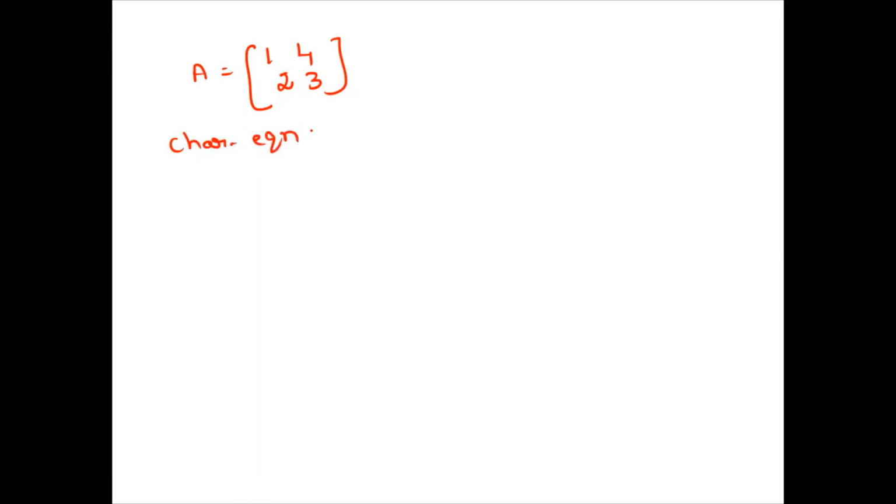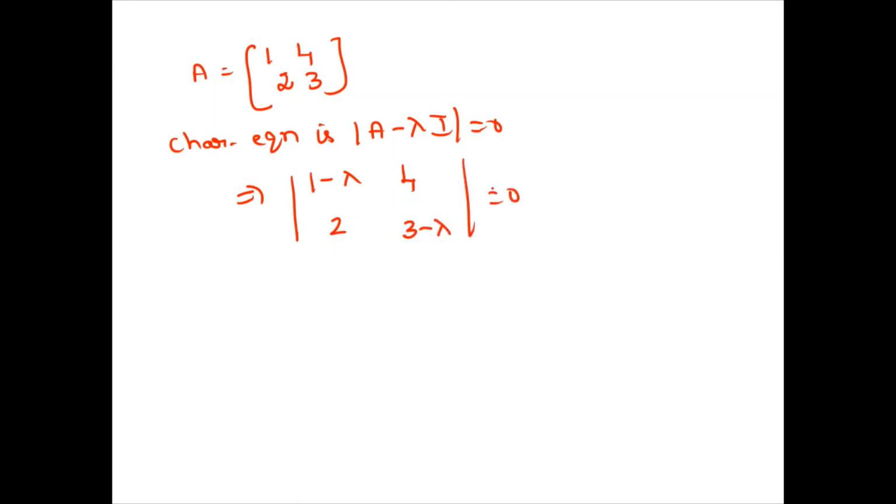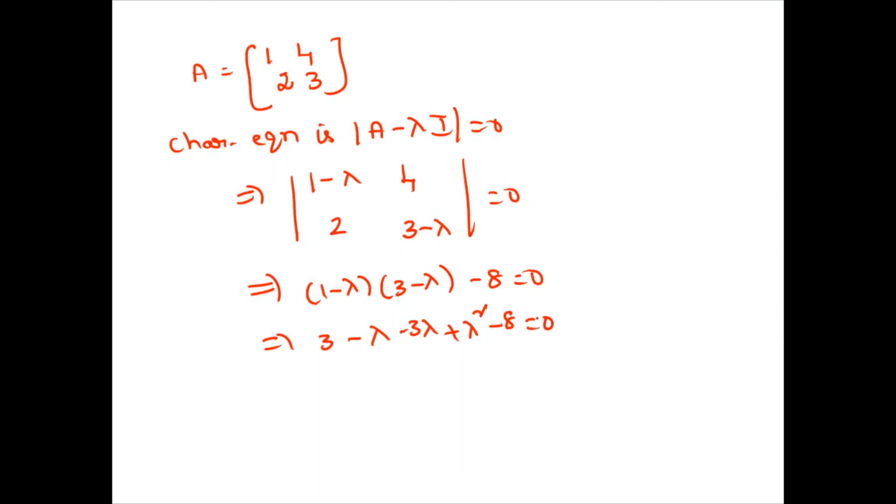The characteristic equation can be written as determinant of A minus lambda I is equal to 0. Right? So from this, what is the characteristic equation? 1 minus lambda, 4, 2, 3 minus lambda is equal to 0, because I is a 2 by 2 unit matrix. So this can be written as (1 minus lambda) into (3 minus lambda) minus 8 is equal to 0. So this can be written as 3 minus lambda minus 3 lambda plus lambda square minus 8 is equal to 0. Right?